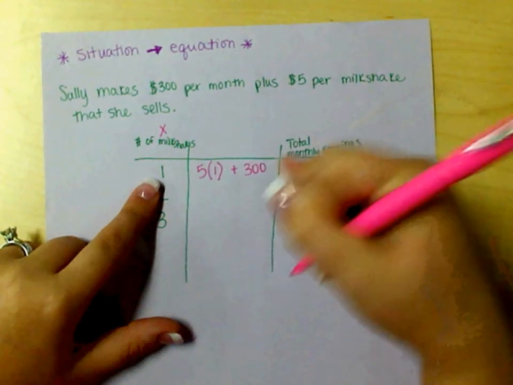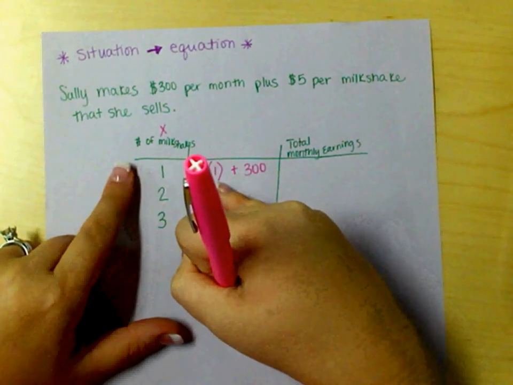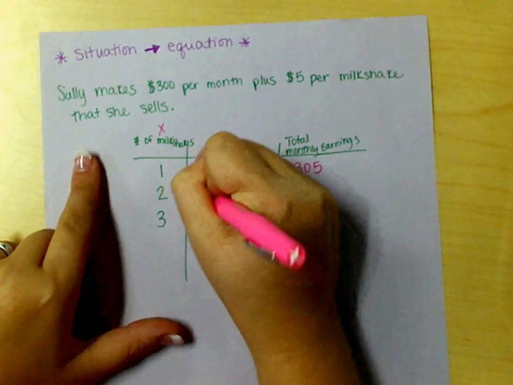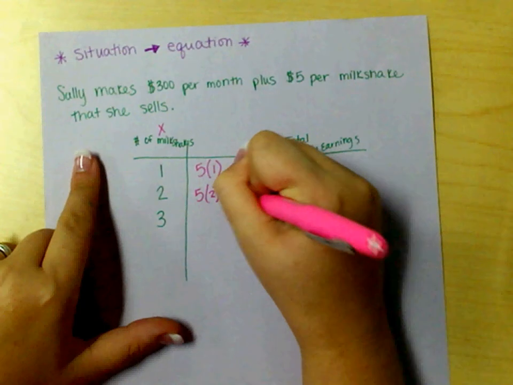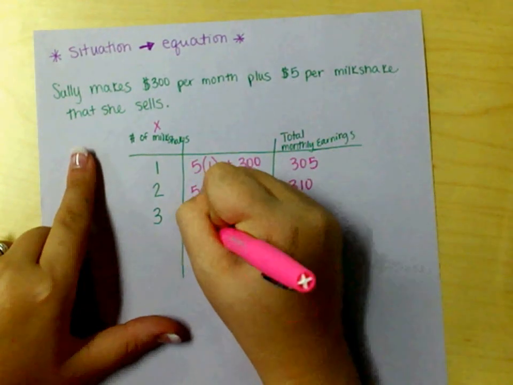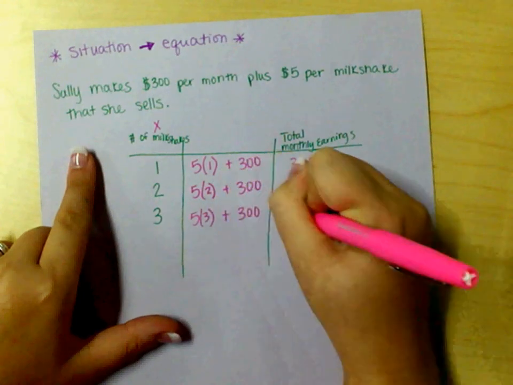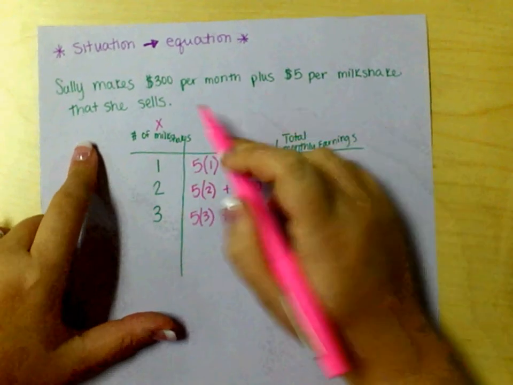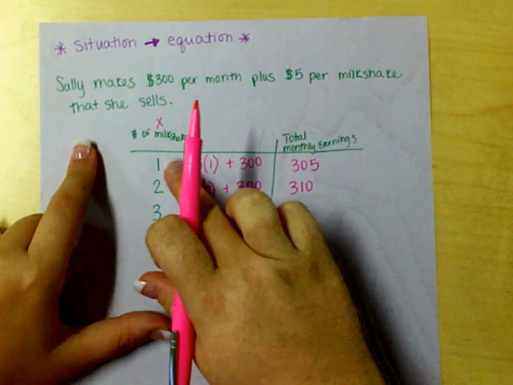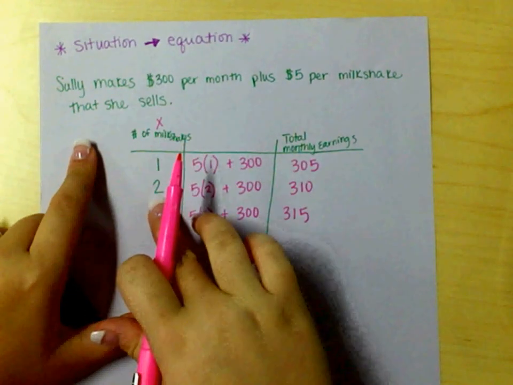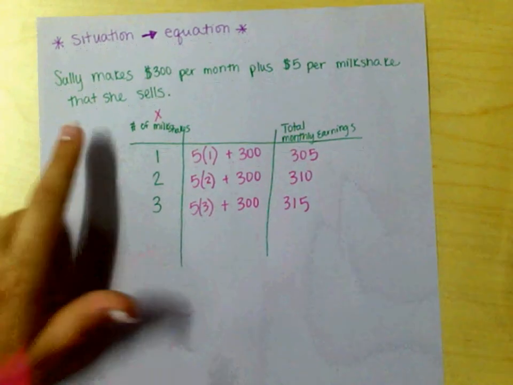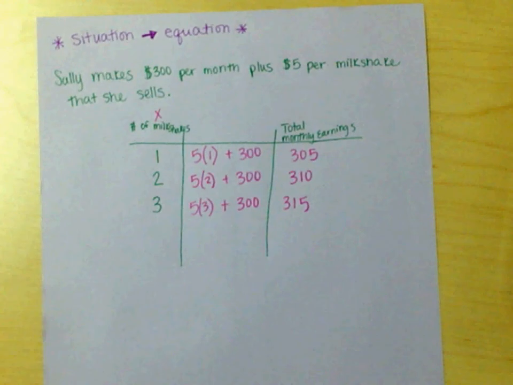She makes that every month, and this is added on after. So $305 for this one, plus another 300. This would be 310. This girl makes a lot of money for selling milkshakes. So be very careful on what they give you. Just the situation alone is not really going to help you. If they tell you my X's are my number of milkshakes, I know $5 is multiplied by my number of milkshakes. Go study your packet from today, and you guys will be awesome.